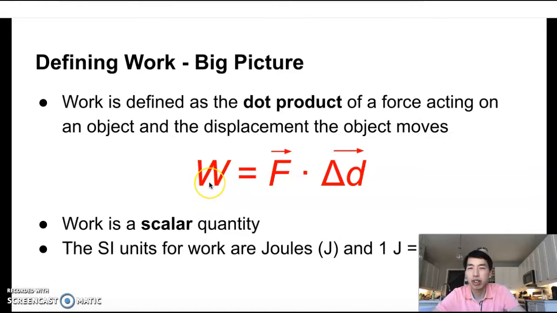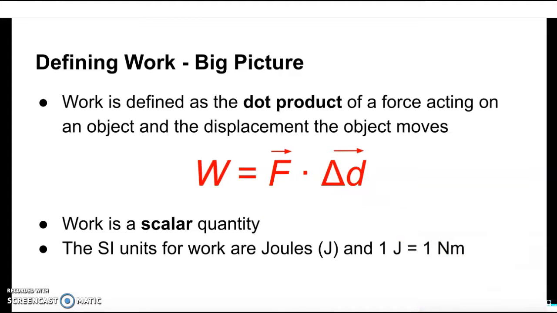Now, since work equals force times distance, or displacement, the units of force are newtons, and the units of displacement are meters. So that means that 1 joule, which is the unit for work, is actually the same thing as 1 Newton meter.